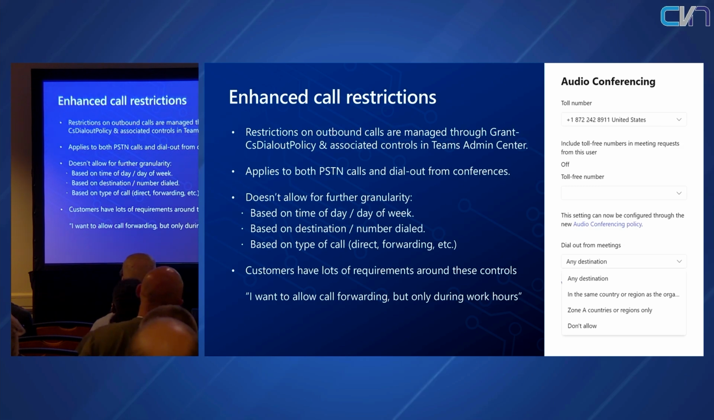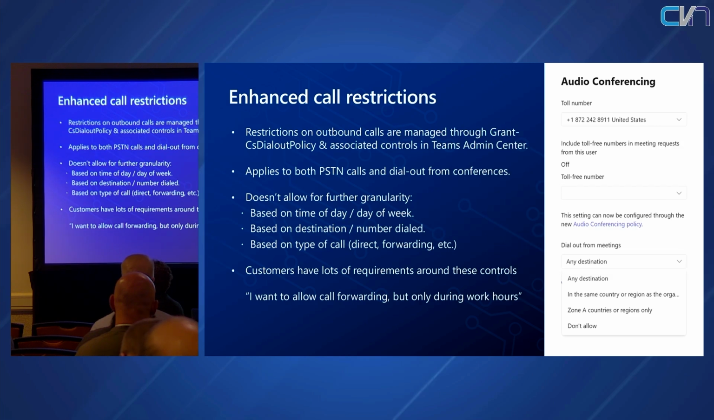Call restrictions. Today, when you want to restrict the ability for somebody to make an outbound call, you do it in two different places in Teams Admin Center, because one of those outbound call types is from meetings, and another is peer-to-peer calls. But what you're doing is selecting a particular canned instance of a policy object, the CS dial-out policy, and applying that to a user. It works fine. It handles at a high level the ability to manage whether or not you can dial out at all, or domestic versus international, et cetera.